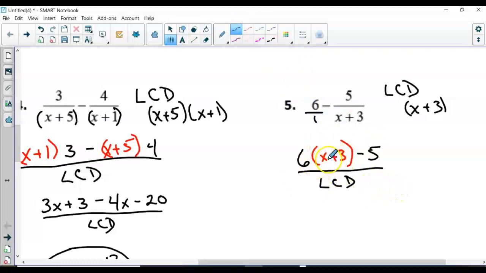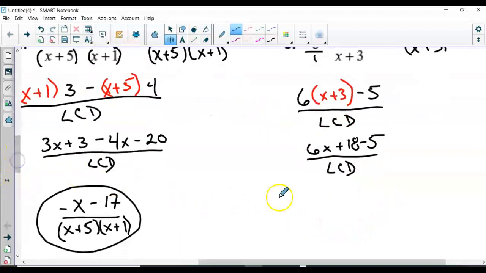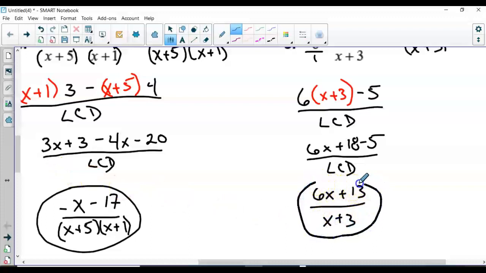So this is going to be 6x plus 18 minus 5 over our LCD. So this is 6x plus 13. And our LCD was x plus 3. Can't factor out anything, so we can't cancel anything because they're different top and bottom. That is our final answer.